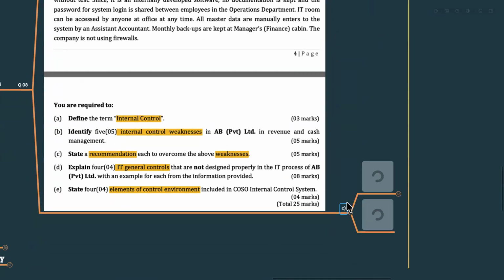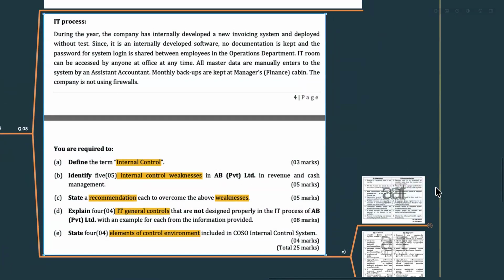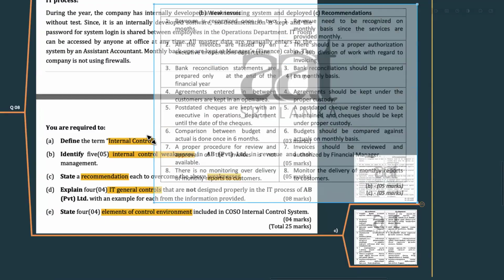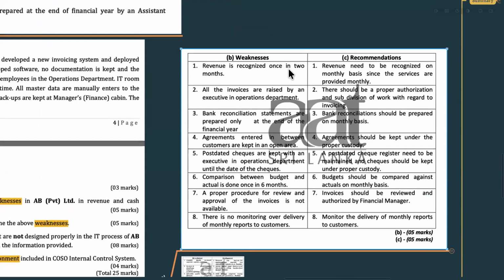Right? So, my dears, the question is asking about revenue and cash management. So, see the answer. Simple. Revenue is recognized once in 2 months. That's a weakness, because revenue needs to be recognized on a monthly basis since the services are provided monthly.